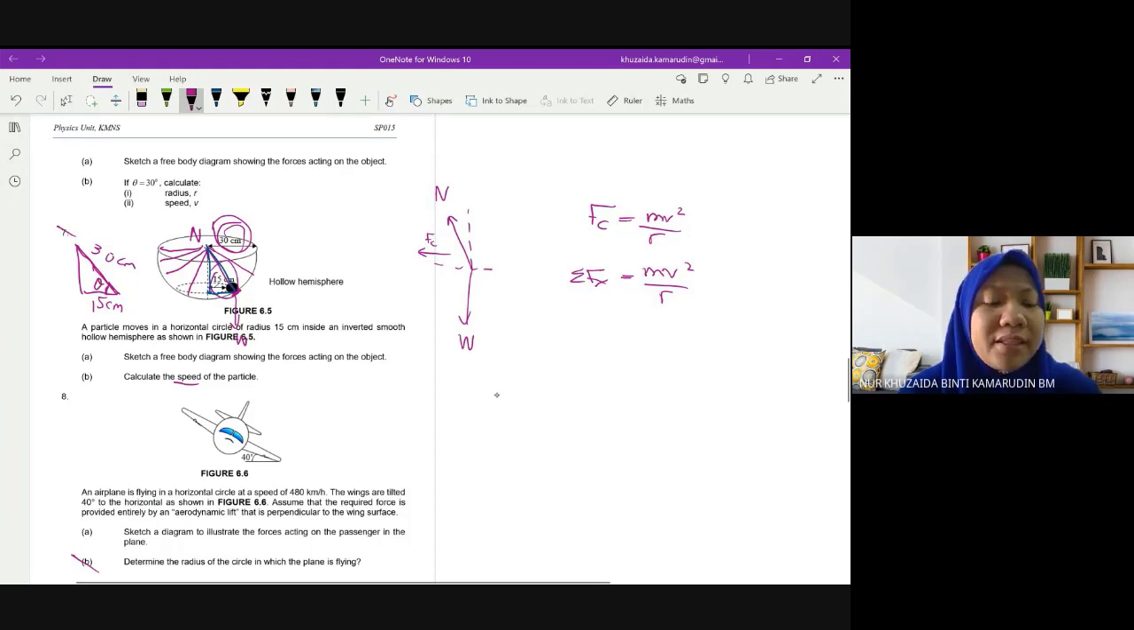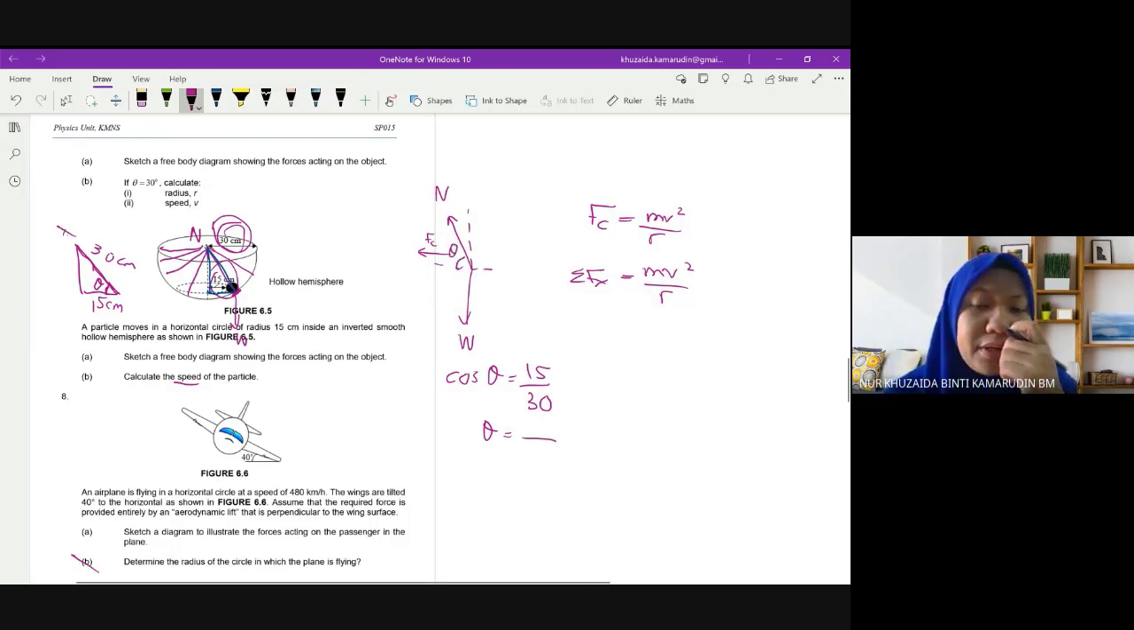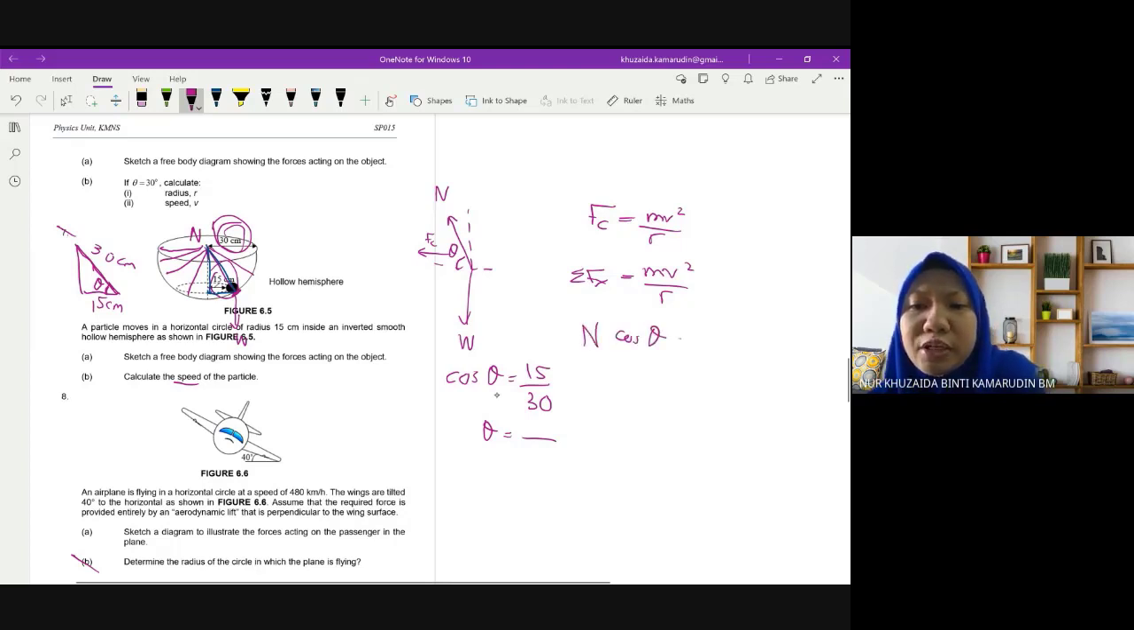So we have adjacent and hypotenuse. It means that you can use the equation untuk cari angle: cos theta equals 15 divided by 30. So you akan dapat theta sama dengan berapa. You can put over here theta. Bila dah ada theta, tak ada masalah dah. So next, macam biasa, summation of Fx, we have N cos theta equals mv square over r. Nak selesaikan masih lagi ada masalah. Kita tak tahu nilai N.